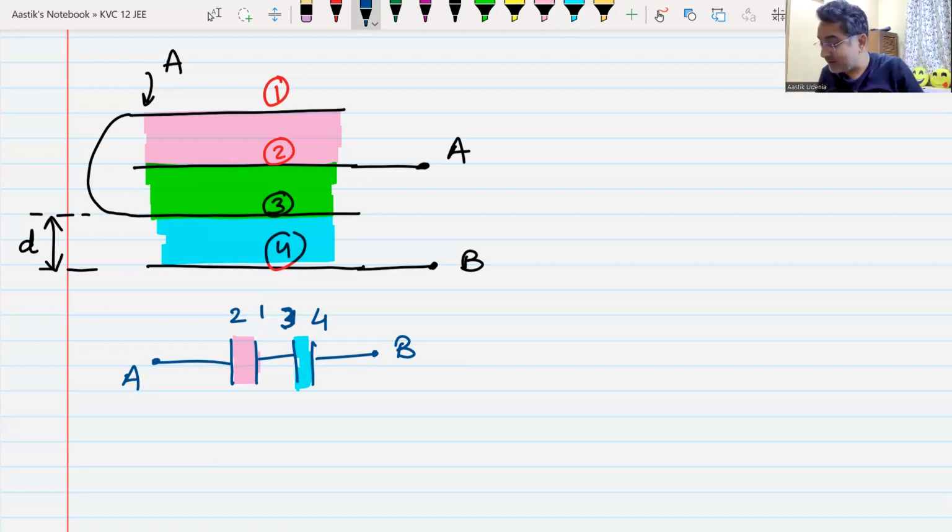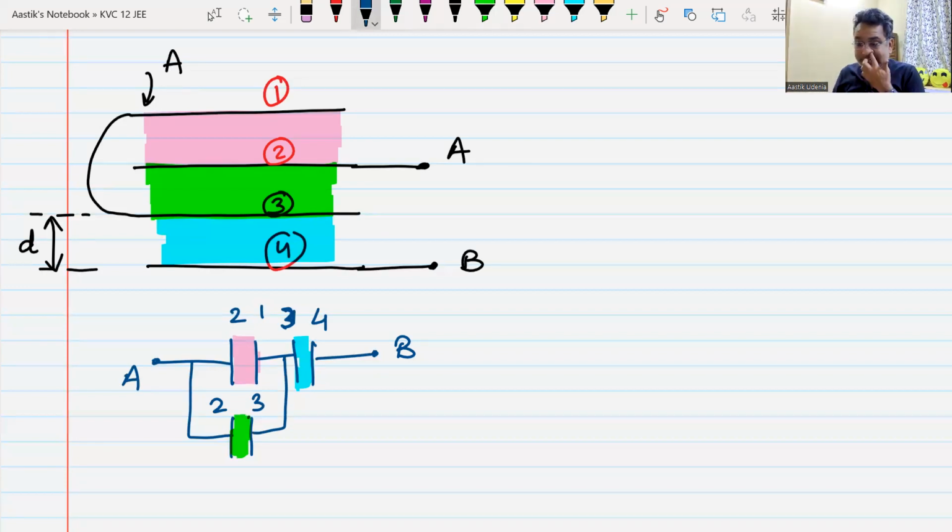Now the green one is between 2 and 3. So what do I do? 2 is connected to point A, so I get 2 here. I get 3 here, the green one. And this 3 has to be connected to 1 or again to 3 itself, so I can just connect it like this. And this is the connection that I get. The pink one and the green one are in parallel: C plus C, 2C. This 2C and C are in series. So the answer is 2C by 3.